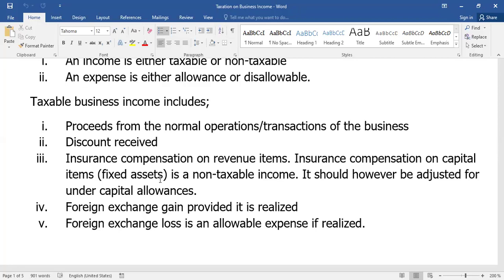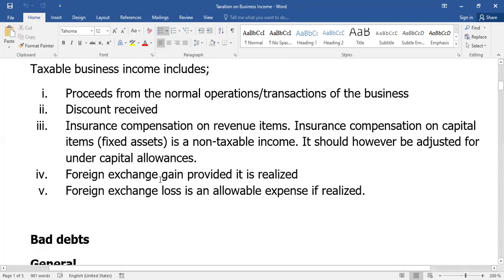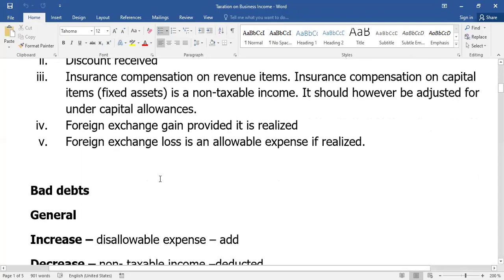Now, we have a foreign exchange loss is an allowable expense if realized. And those are the assumptions which I want you to be making in an exam. But we shall be able to check on that, because from now henceforth, the business income normally forms a basis of understanding of taxation. From now to the end, you will be able to use those terms: allowable, disallowable, taxable, and non-taxable throughout mpaka tumalize taxation. But we have some things which we need to put straight.